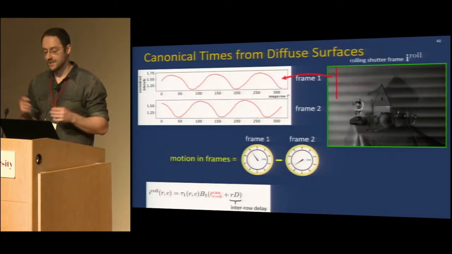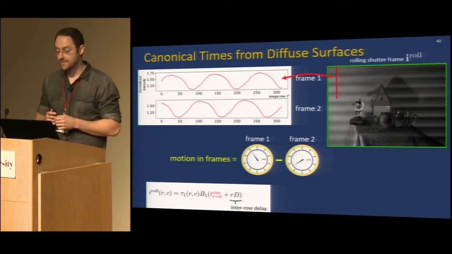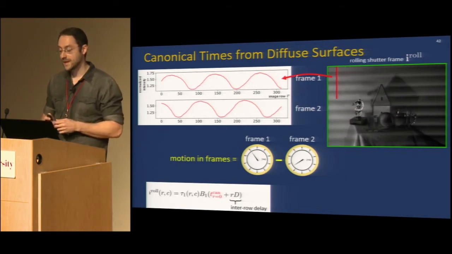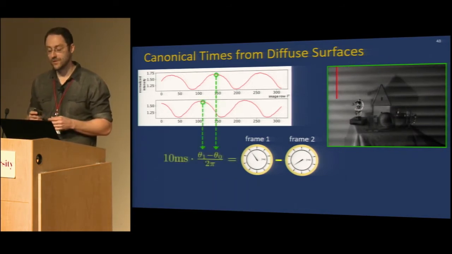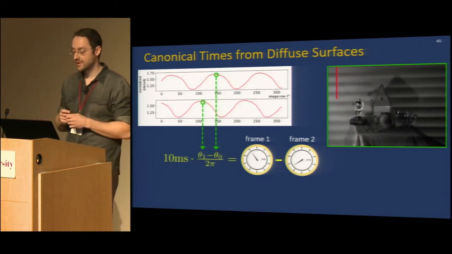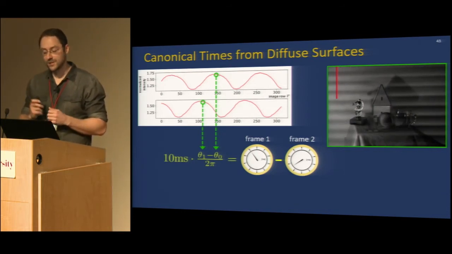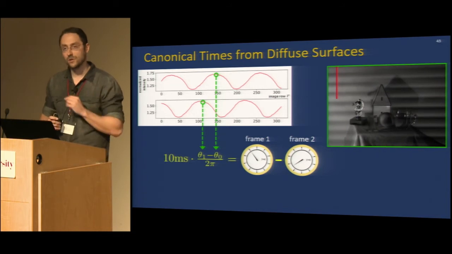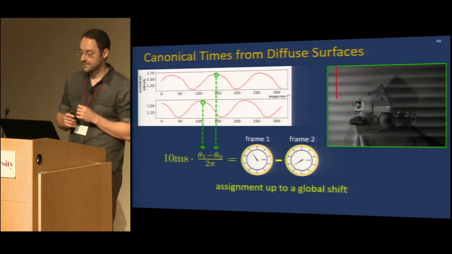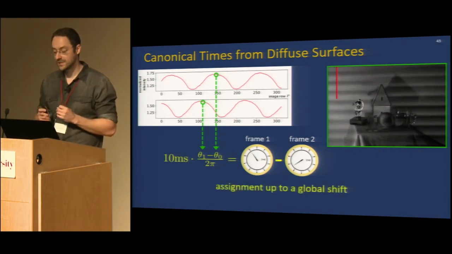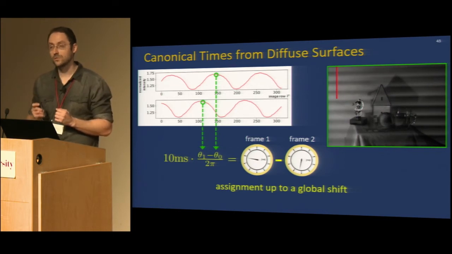So we've seen that the wave pattern motion depends only on the frame's canonical time. Therefore, by computing this motion per frame, we can recover the canonical time differences between all the frames. This provides temporal assignment for all frames up to an unknown global shift.